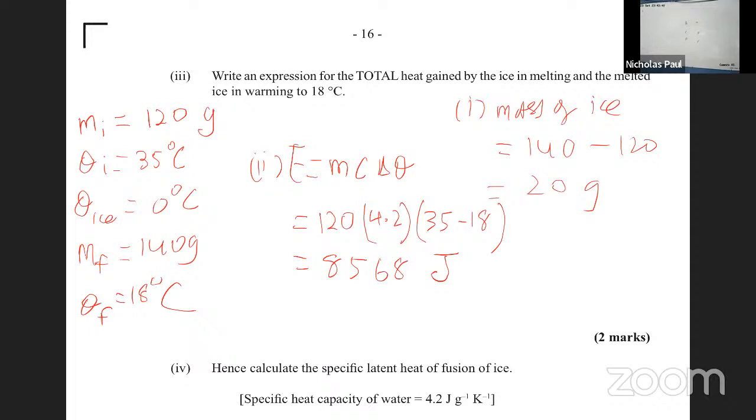Total heat gained by the ice and melted. So after it melted, there's a temperature change to 18. Then you want to get it. Wait, that will go up. The formula, right? And then you can start with the same part.